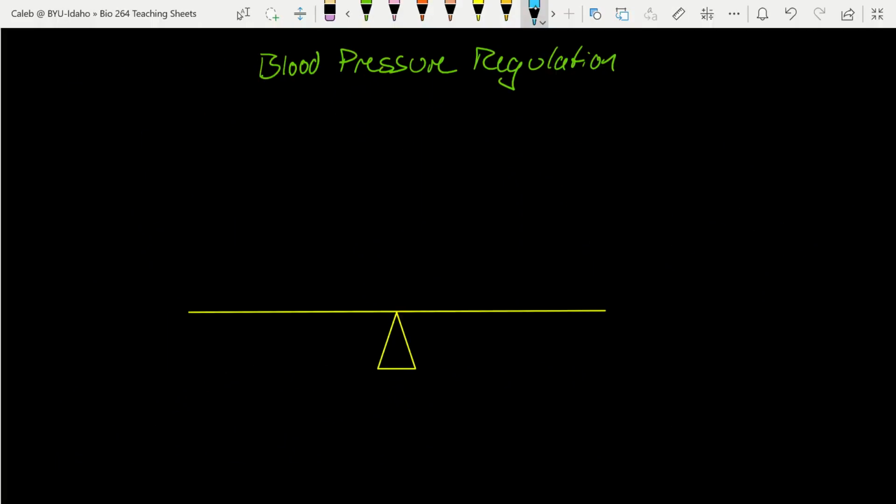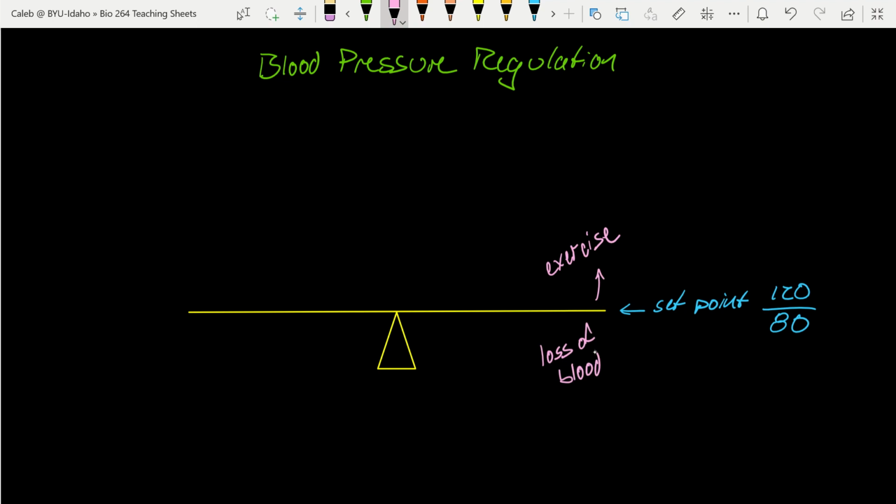We can define the set point of our teeter-totter as a typical blood pressure reading with systolic and diastolic measurements of, say, 120/80, measured in millimeters of mercury. And in reality, there are lots of different stimuli that could change our set point. Some that we're easily familiar with would be, for example, exercise, where the increased movement of skeletal muscle would cause increased circulation of blood and increase our blood pressure. In contrast to this, we might see a loss of blood. This could be from a bleed, from blood donation, or simply being dehydrated, and that would lead to a decrease in blood pressure. Of course, we need a receptor to detect this.